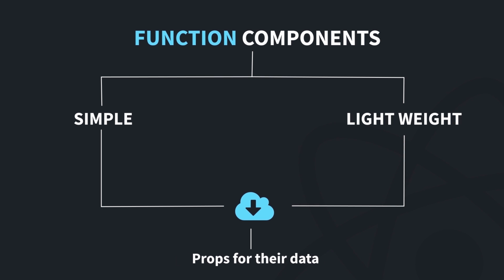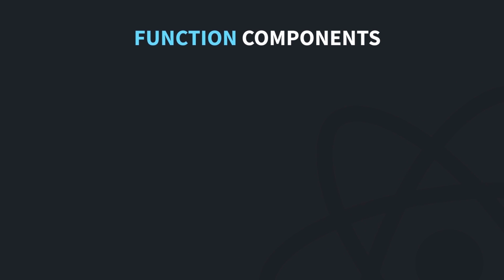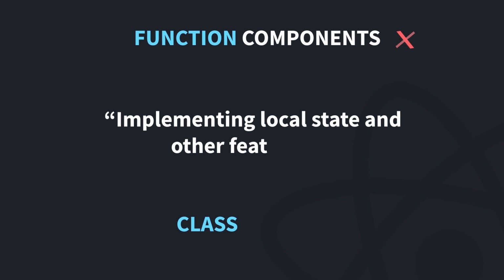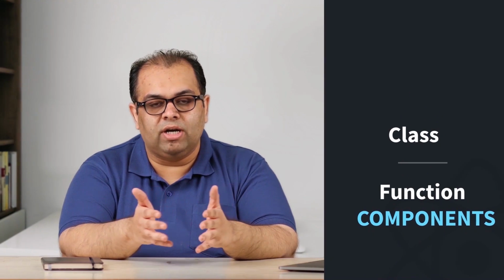for their data. By default, function components do not implement local state and other features that you typically get with class components. While function components inherently do not implement local state management, the recently introduced Hooks API in React allows you to implement local state, and this somewhat blurs the line between class and function components.